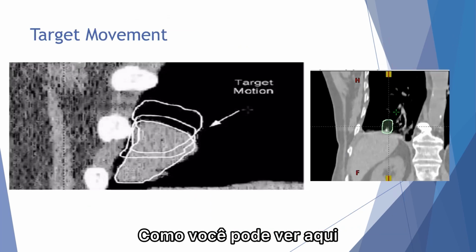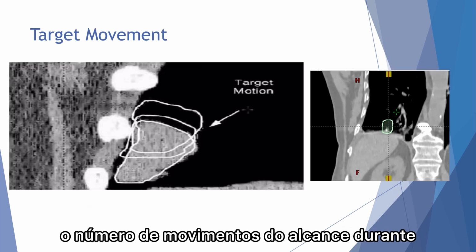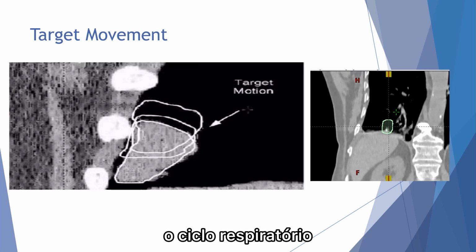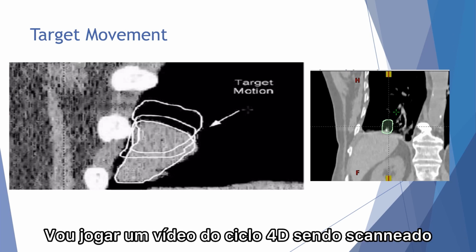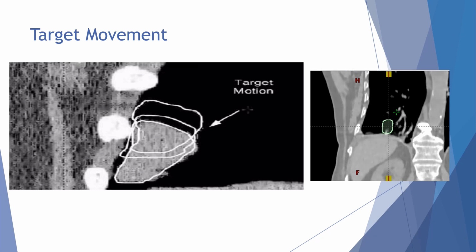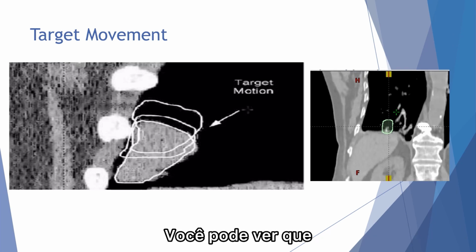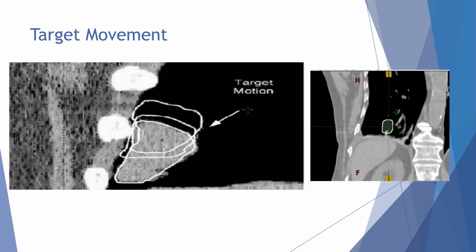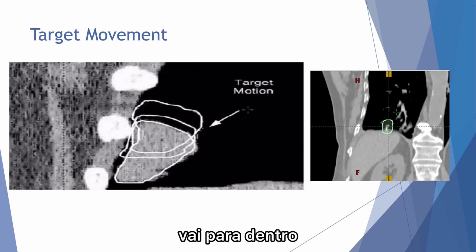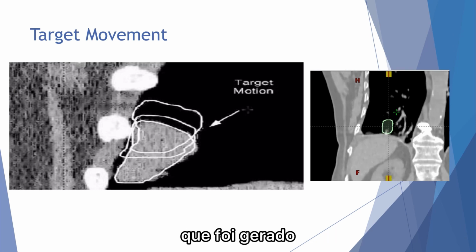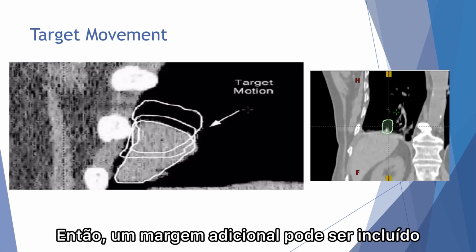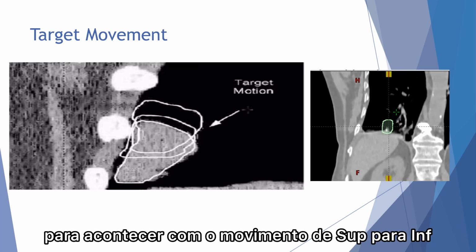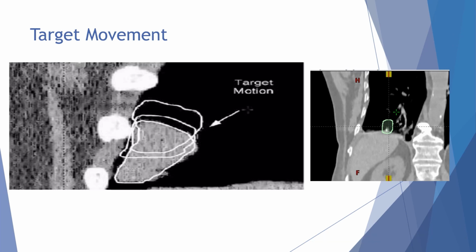As you can see here, this is the amount of movement of the target during the breathing cycle. I'll play a video of the 4D cycle being scanned. You can see that the white volume here on the right is going in and out of the PTV margin that was generated. So additional margin might be included to account for the movement superior to inferior.